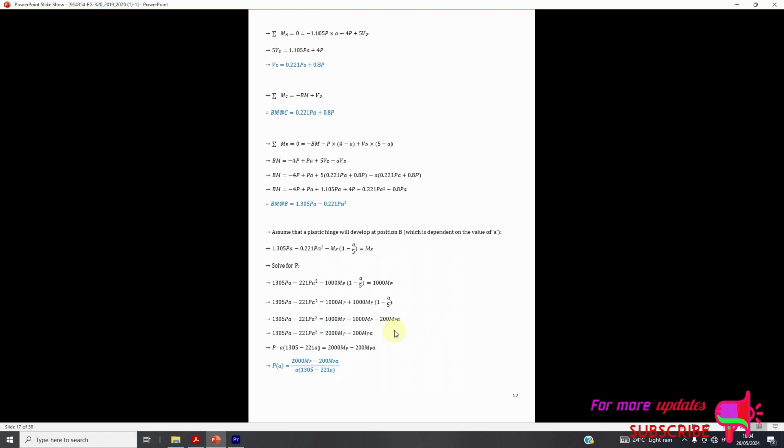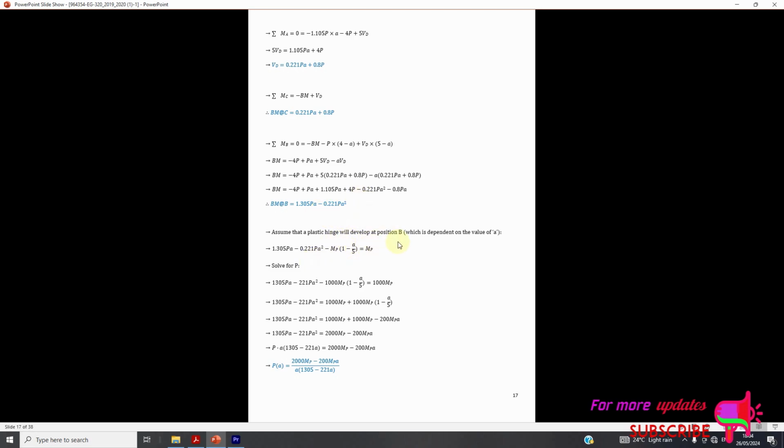Now M is equal to 0, which should be equal to negative 1.105P times a minus 4P plus 5VD. Now VD should be equal, after doing substitution and simplification, to 0.221Pa plus 0.8P. Now Mc is equal to that. Simplifying and doing the algebraic equation, we get the answer: BM at B is equal to 1.305Pa minus 0.221Pa squared.